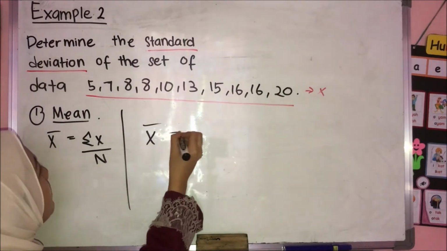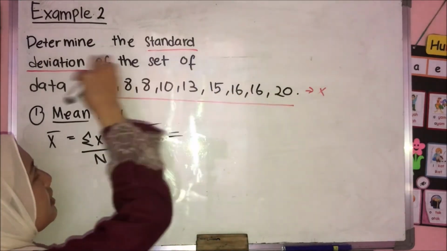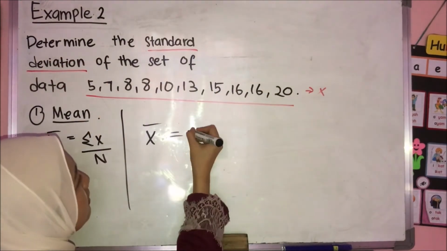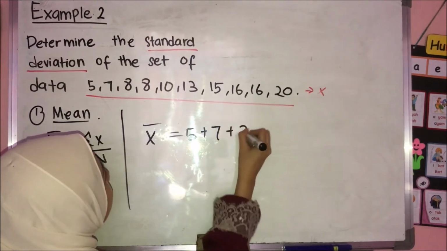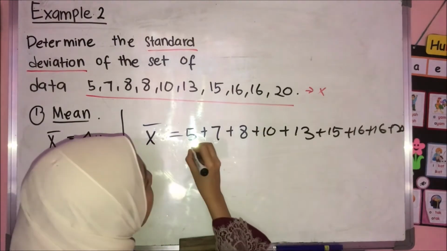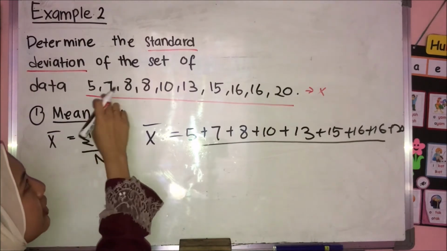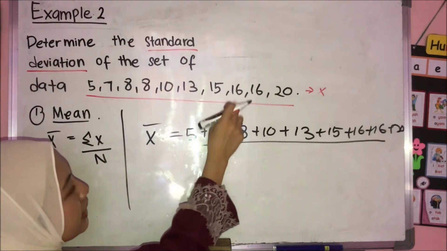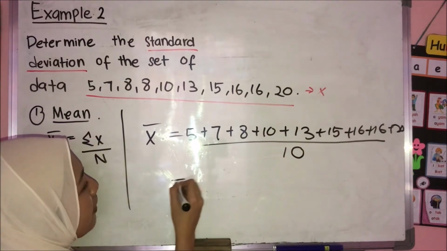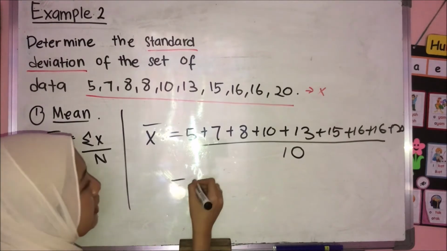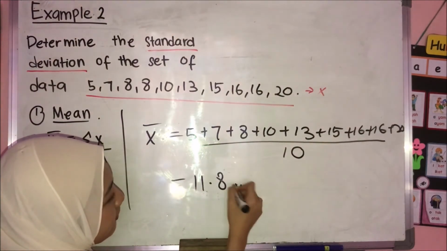Mean, x bar, is equal to the sum of x. We must add all this data, 5 plus 7 plus 8 and so on up to 20, over n. What is n? N is 1, 2, 3, 4, 5, 6, 7, 8, 9, 10. We have 10 numbers of data. Then what is the answer? The answer of mean is 11.8.